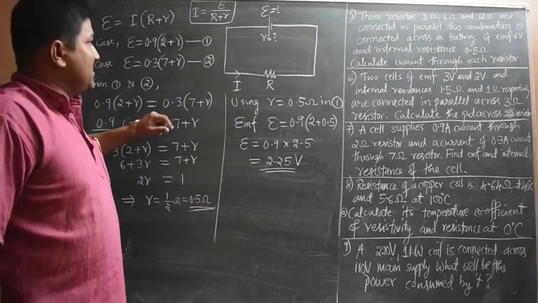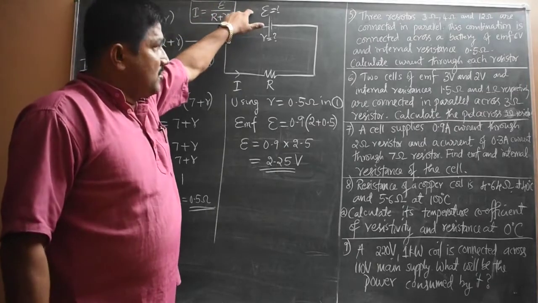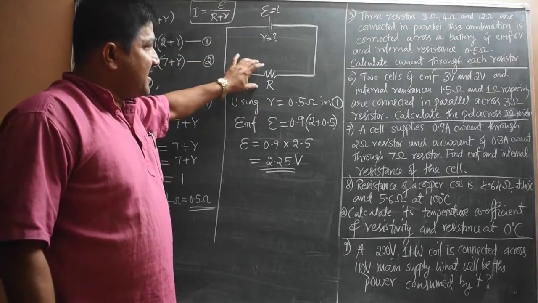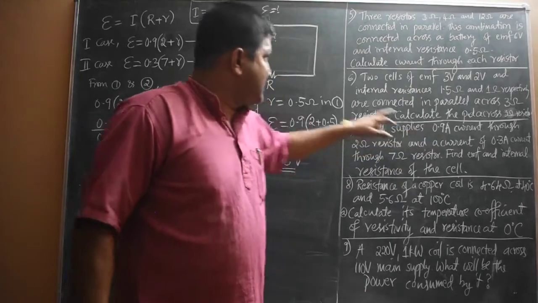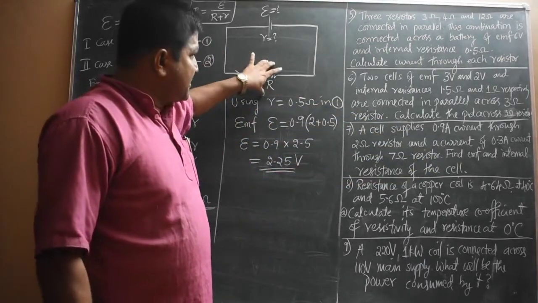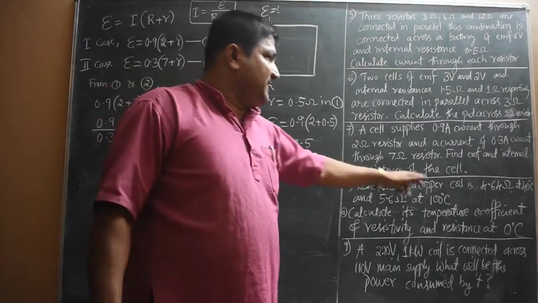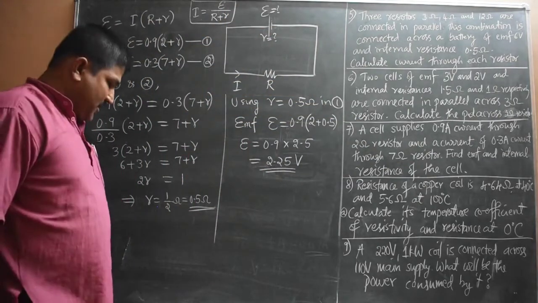So the problem here is a cell whose EMF and internal resistance are not known, but a resistor is connected. First a 2 ohm resistor is connected, 0.9 ampere is the current through that resistor, and a 7 ohm resistor is used here and current through that is 0.3 ampere, and we are asked to find the EMF of the cell and internal resistance of the cell.